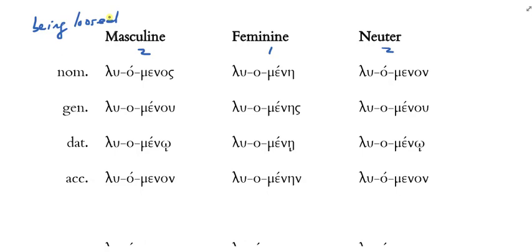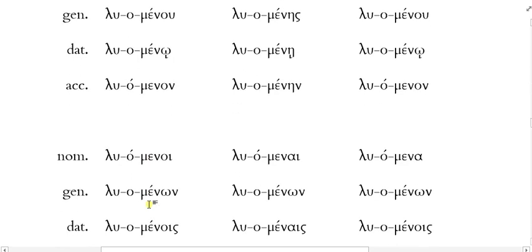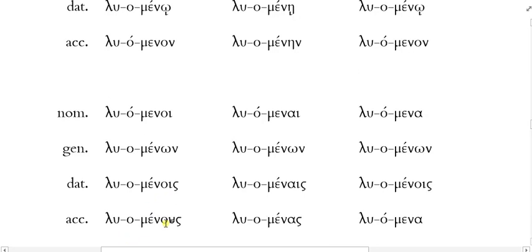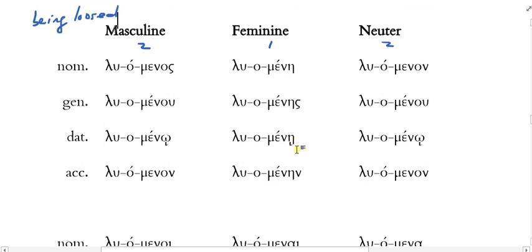All right, so let's read the form, shall we? Repeat after me. Luomenos, luomenu, luomeno, and luomenon. So those are the masculine forms. Masculine and singular. Here's the masculine plural forms, everybody. Luomenoi, luomenon, luomenois, and luomenous.